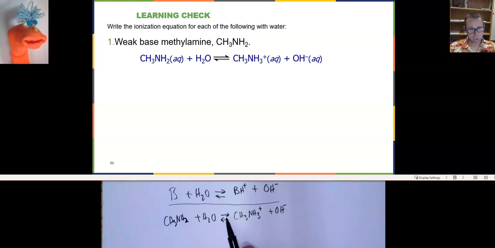Notice that we wanted to include the double arrows to help people recognize that this is a weak base and the reaction can go backwards. Okay.